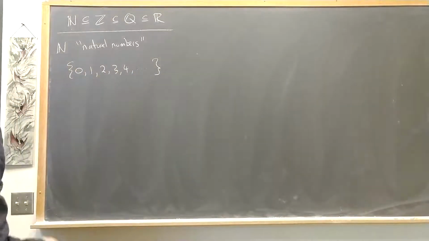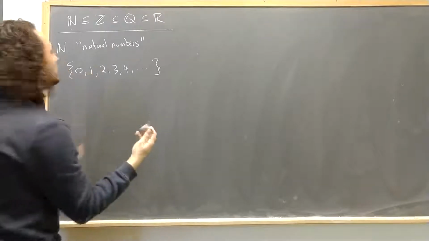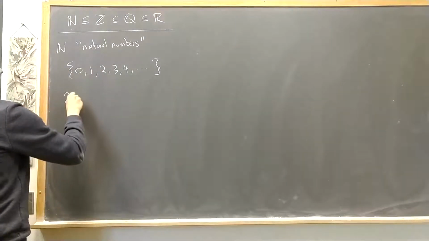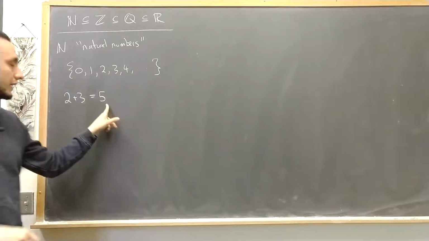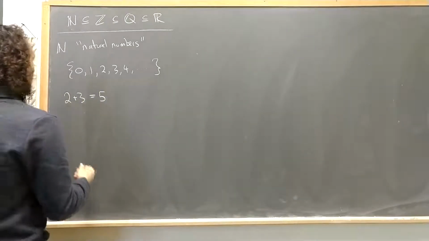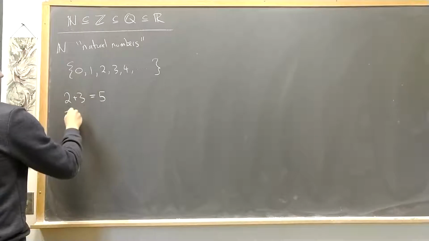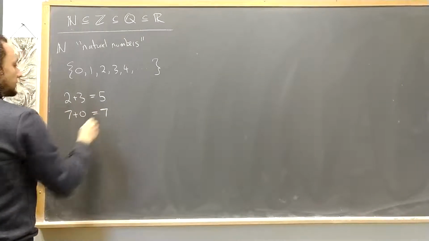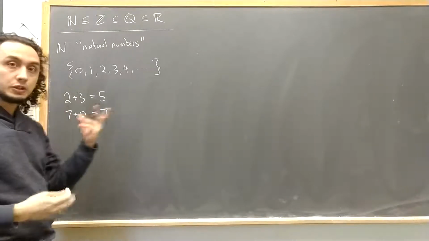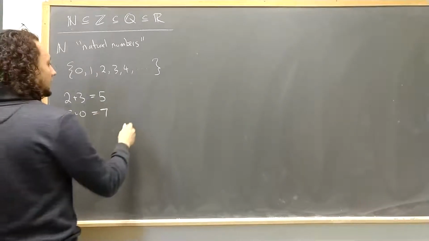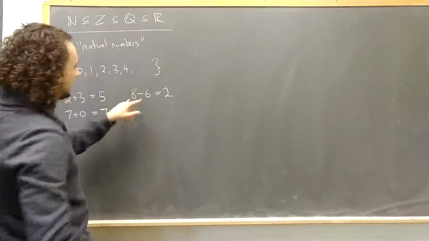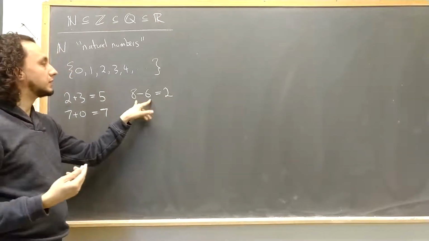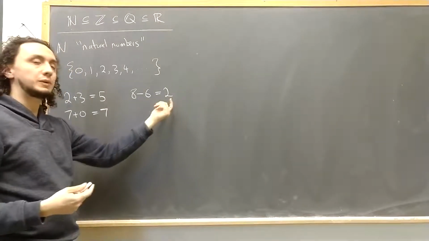Stuff like that. The natural numbers also have operations on them. For example, I can do 2 plus 3 equals 5. So if I start with 2 natural numbers, I can get another one by adding them together. Or I can do 7 plus 0 equals 7. Another thing I can do with natural numbers is I can subtract them. So I can do 8 minus 6 equals 2. And again, I start with 2 natural numbers and I get another one, which is the difference between them.